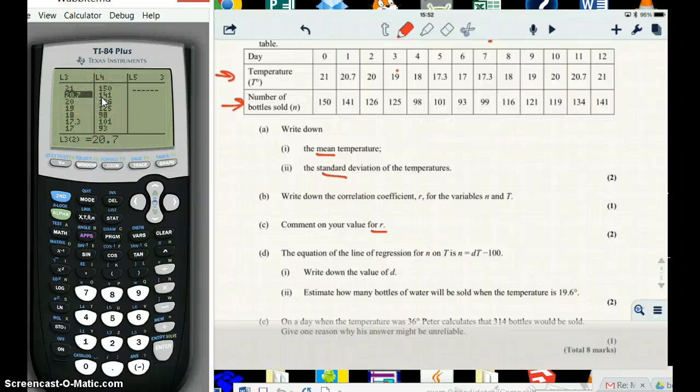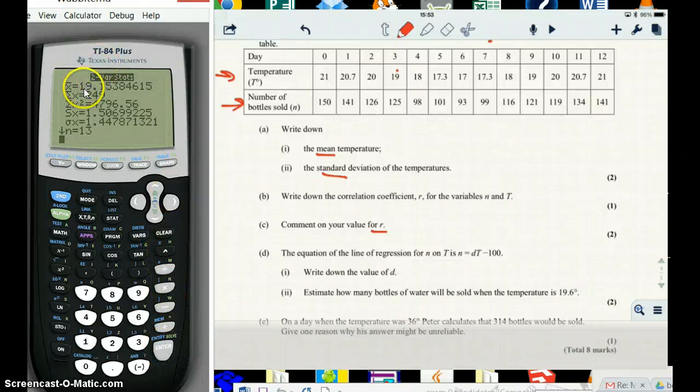And then once you do that, we want to find the mean and the standard deviation of the temperatures. And the temperatures are in L3, and the number of bottles sold is in L4. We can find the mean of both columns at the same time by doing stat calc 2var stats. So 2var stats, we'll say L3 is the X list, and L4 is the Y list. You change that by doing second and then L3, second L4. You could change those numbers if they're not set to L3, L4. Frequency list we want to leave blank, and then we go to calculate.